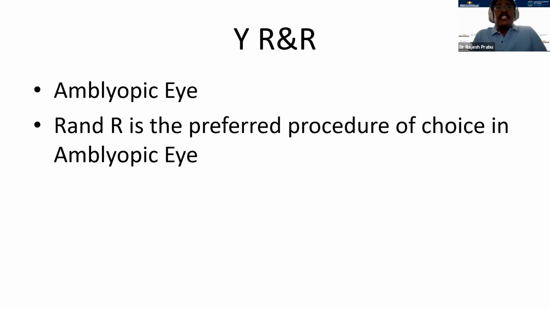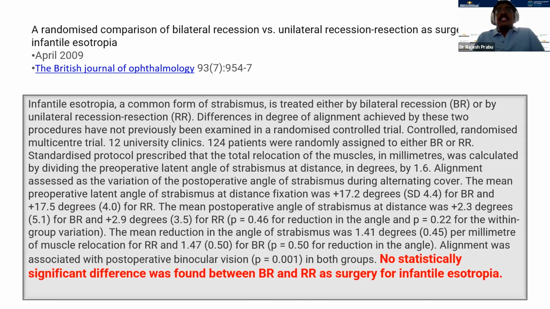And as Akhila has also mentioned, the vision should be equal in both eyes for a bimedial recession. So if the child has any amblyopia, whether the vision could be recorded or any preference, where you suspect some amblyopia, R&R is always the preferred procedure of choice. And as I went through the literature, no statistically significant difference was found between a bimedial recession or an R&R as surgery for infantile esotropia.